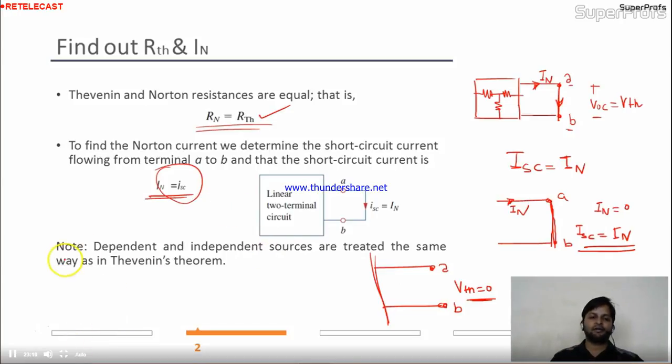Okay. Now remember, here also the dependent and independent sources are treated the same way as in the Thevenin theorem. Everything will be the same. You already know the procedure to calculate RTH. The procedure is the same to calculate Rn also. You know the procedure to calculate VTH in Thevenin theorem. Here also you know the procedure to calculate IN in Norton's theorem. We'll take one example here.